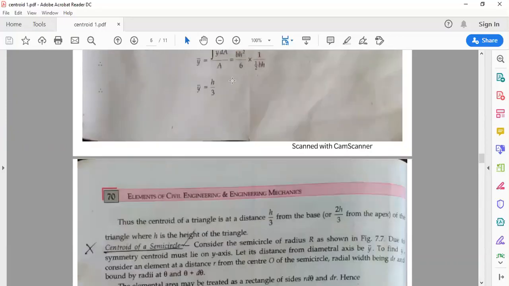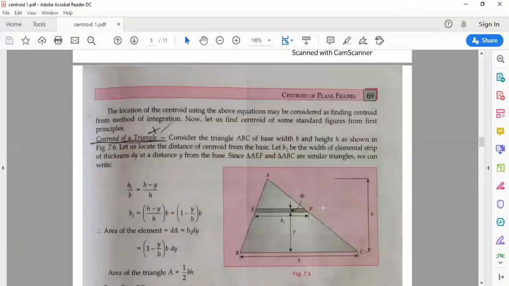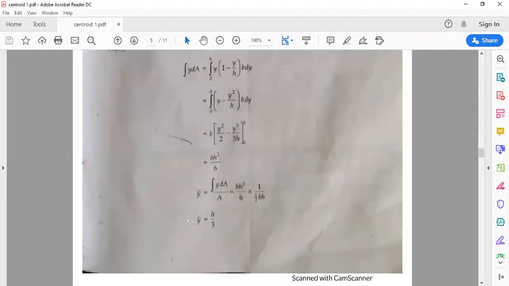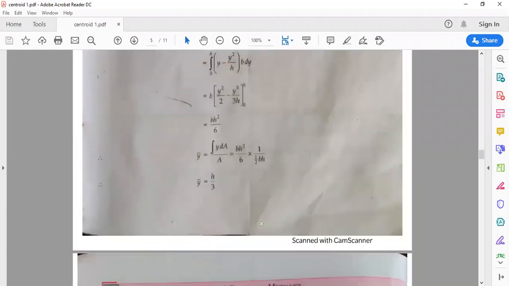Thus, this is the centroid of the triangle. Similarly, x bar can also be found by taking a strip parallel to the y-axis, but that is not required. If you find either x bar or y bar, it is enough. In the same way, x bar with respect to this will be b by 3. So you can show only y bar equals h by 3. This is for the triangle.